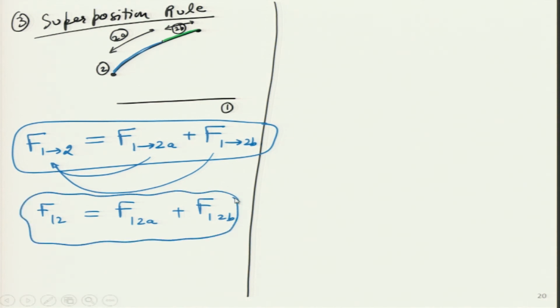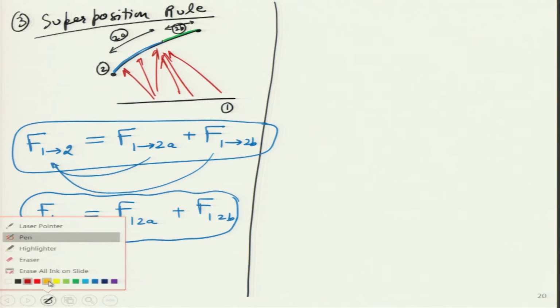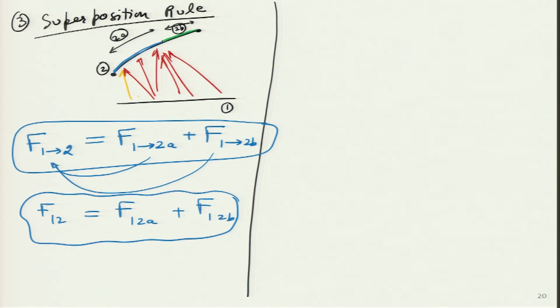And this is a very interesting rule that we will use many times later on, that essentially whatever is the fraction of radiation hitting this part over here and the orange part over here, we add them, and they will give the final answer.